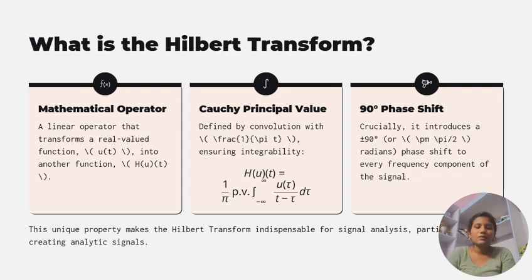90 degrees phase shift. Crucially, it introduces a plus or minus 90 degrees phase shift to every frequency component of the signal. This unique property makes the Hilbert transform indispensable for signal analysis, particularly in creating analytic signals.